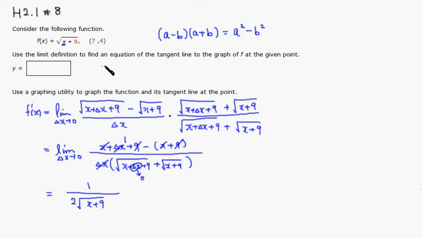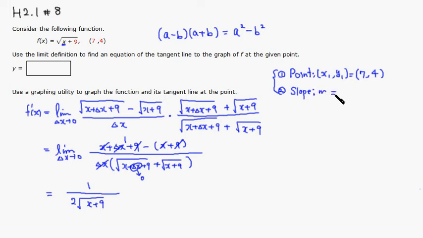Now we have to go back and answer this question. Every time we want to find the equation of a line, we need 2 things. First is a point, but the point is already given. I'll call it x1, y1, and it's 7, 4. Since this is given, you don't have to do any work to get that. The second thing we need is the slope, so let's call that slope m.